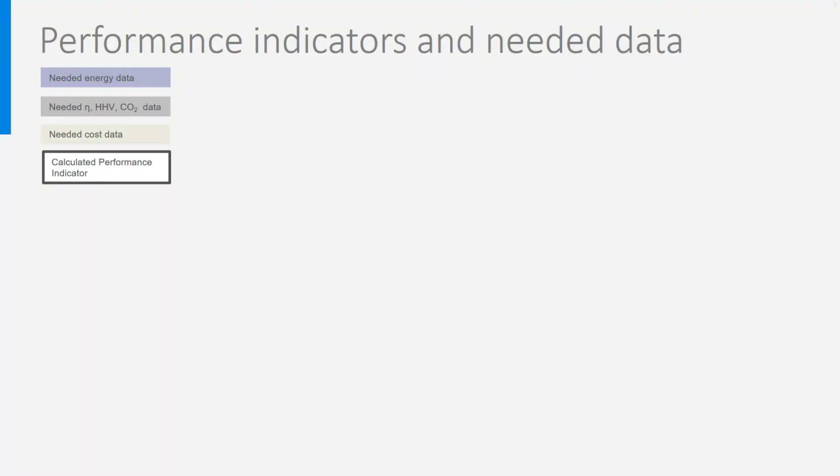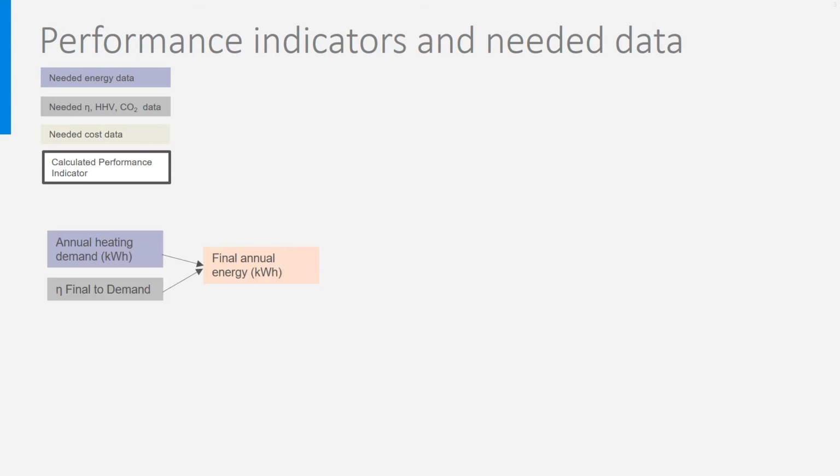Let's first summarize what we have learned this week in a flowchart. If we know the annual heating demand of a building and we know the conversion efficiency from final energy to energy demand, then we can calculate the final annual energy. I remind you that the final energy is the energy being delivered to the building either in the form of fuels or in the form of electricity or district heat.